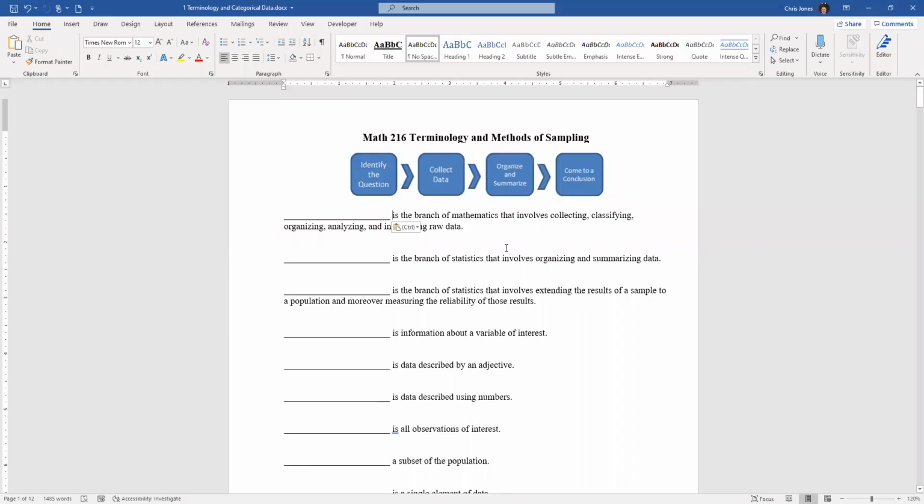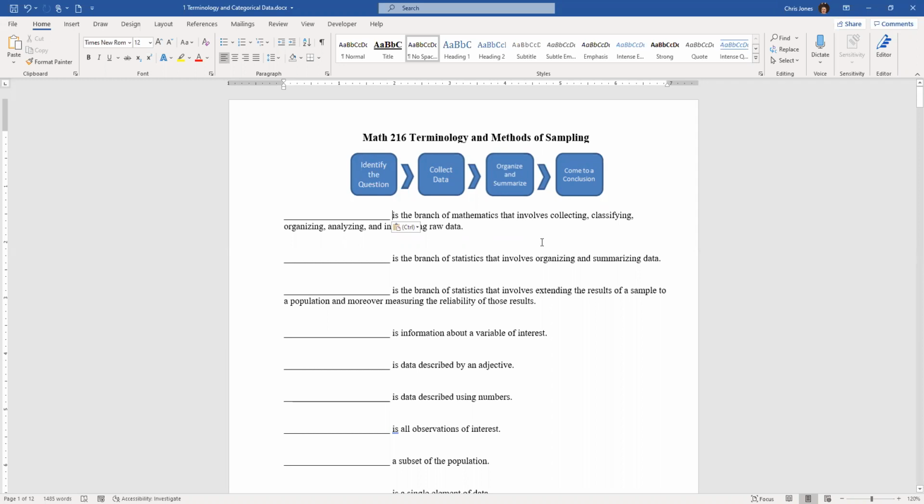In this first video, we're going to go through the overview of just some basic terminology, and then we're also going to talk about the different methods of sampling and also the different types of study that are involved with sampling. When we start with statistics, one of the first things that we have to be cognizant of is the process of why we're utilizing statistics.